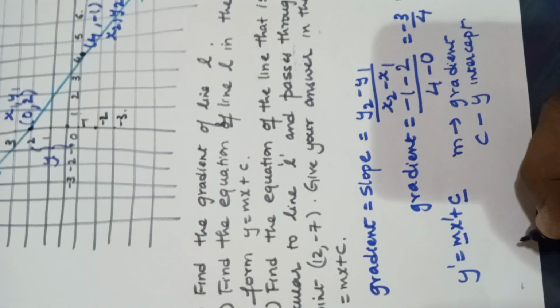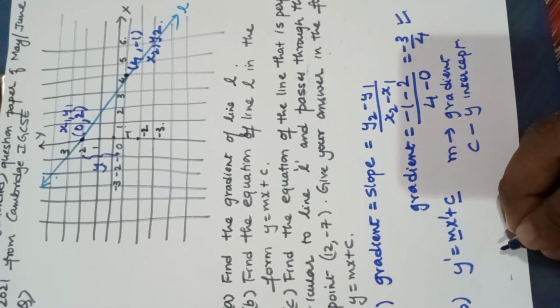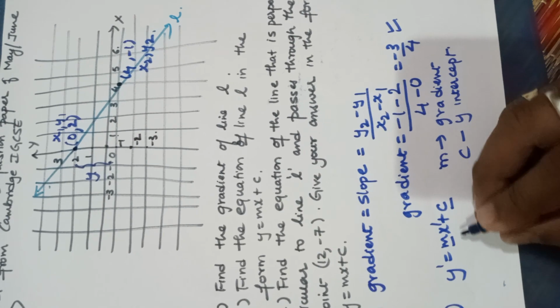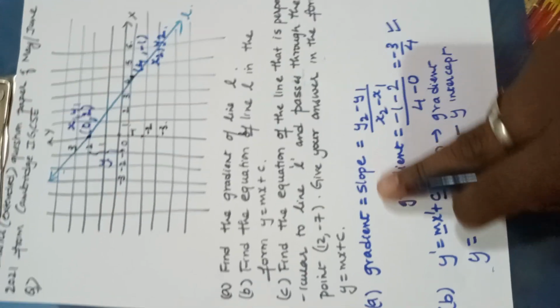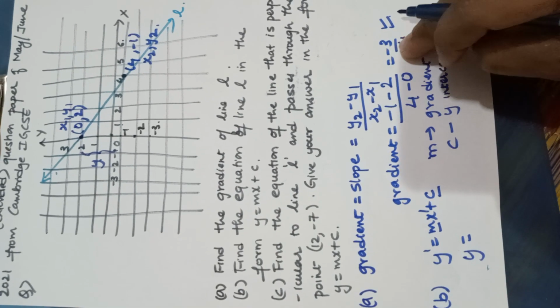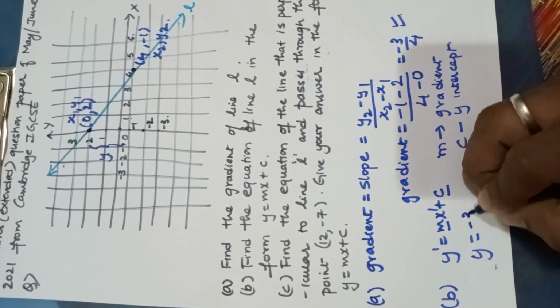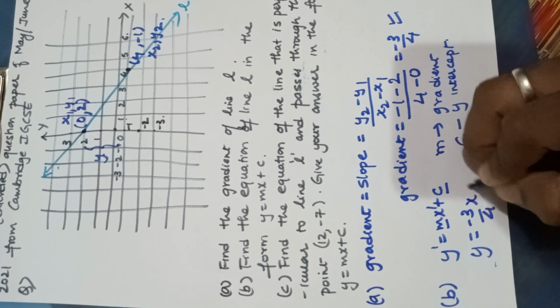So now to find the equation of the line L, we need to know the value of m and c. We already know the value of m, which is nothing but the gradient of the given line, that is minus 3 by 4. So y = -3/4 x + c. What is c?